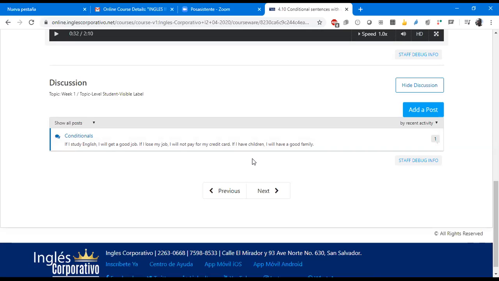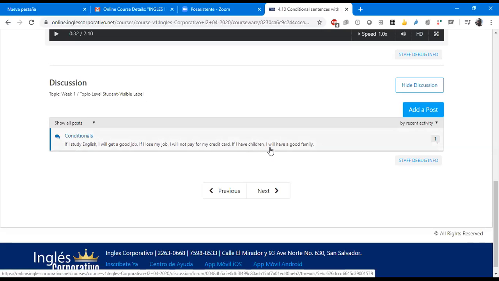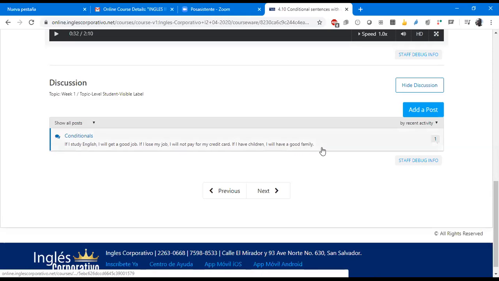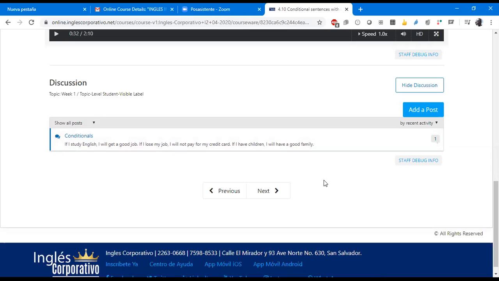Suppose I have three children, okay? They say, if I have three children, I will have a good family. But if I already have children, I would say, if I have more children, or another child, I will have... If I have three children, I will have to stop having more.